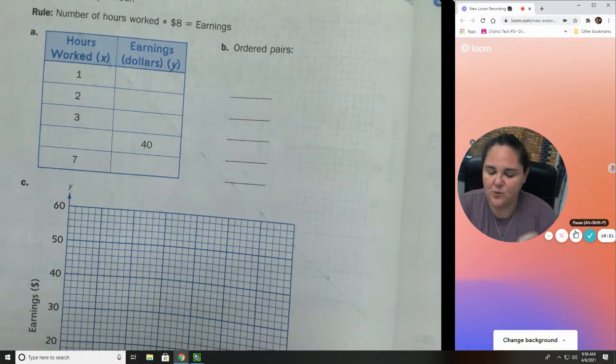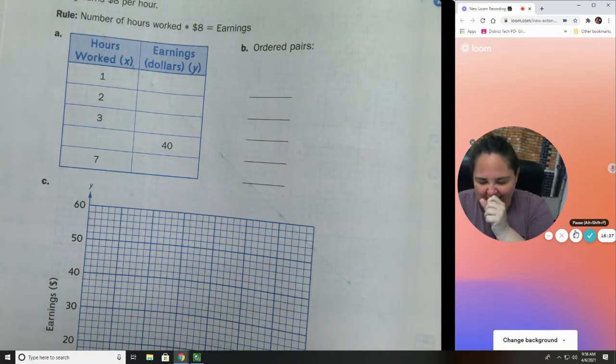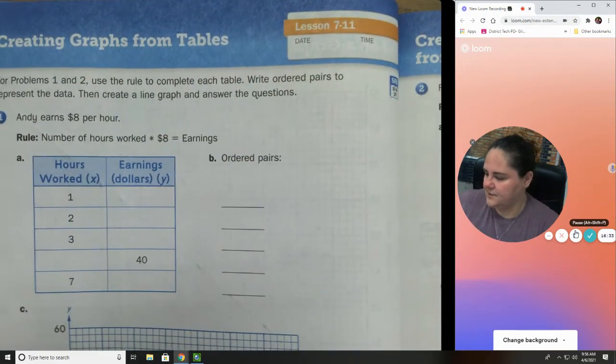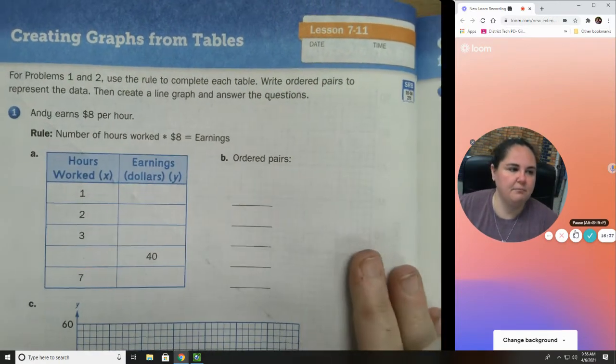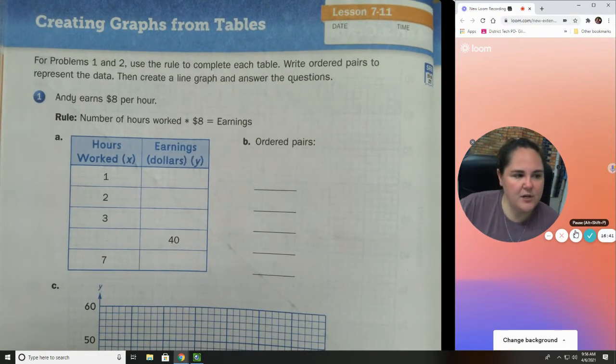It says for problems number 1 and 2, use the rule to complete each table. Write the ordered pairs. Create a line graph. And answer the questions. All right. So use the rule. Create a graph. Write the ordered pairs. Make a graph. Answer questions.